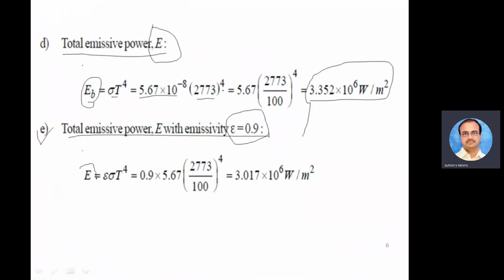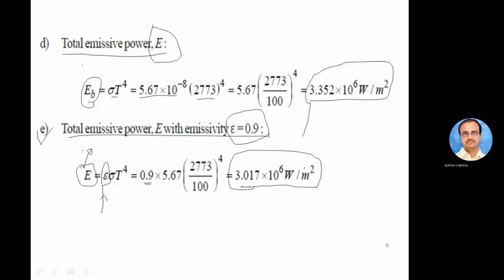So now we have to find out the value of E, that is the total emissive power of a real furnace body. In that equation we have to add one more term, that is emissivity, and emissivity is 0.9. So when we put 0.9 here, we will get the answer 3.017 into 10 power 6 watt per meter square. So you can compare the emissive power of a black body and of a real body.